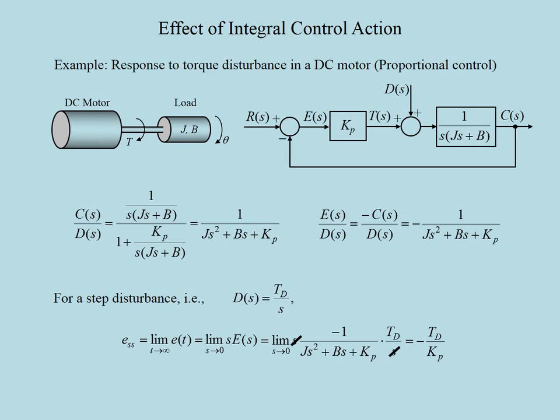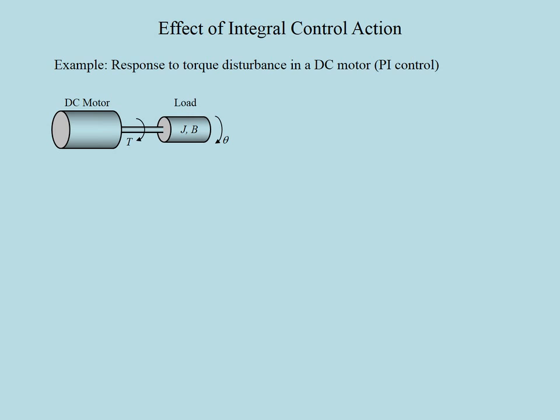So the proportional control cannot eliminate the effect of the disturbance at the output, and this effect is proportional to the magnitude of the disturbance. The error can be decreased, but at the expense of increasing the control effort. Let's see what happens under proportional plus integral control.